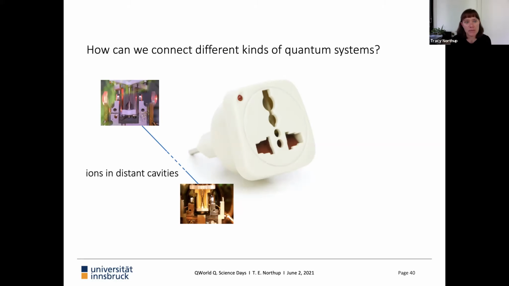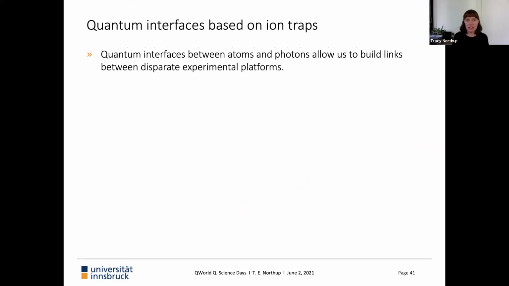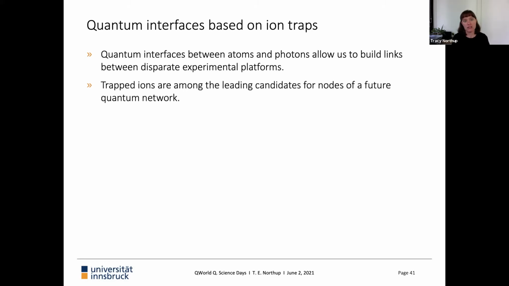That is, this coherent interaction between the electric dipole of the ion and the field of an optical cavity, the vacuum field. So to summarize what I've told you today, these kind of quantum interfaces allow us, broadly speaking, to build links between disparate experimental platforms. And the trapped ions that I've highlighted for you are among the several leading candidates for nodes of a future quantum network.